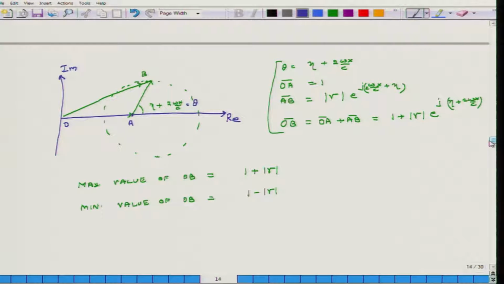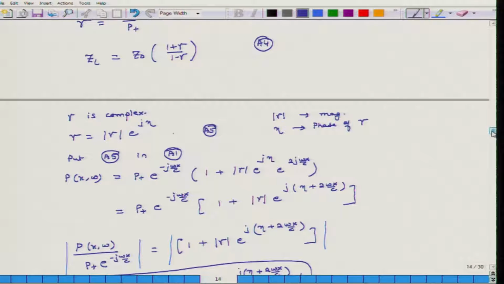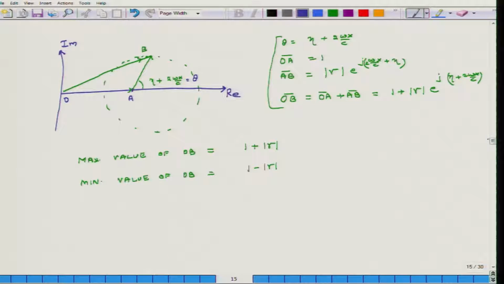So, the next thing is that with this understanding, our aim is, what is our final aim? That we have to compute ZL. Now, we said that ZL equals Z naught times 1 plus gamma divided by 1 minus gamma. So, if I know gamma, then I can find ZL, but I do not know gamma, and we have said that gamma has two components, its magnitude and its phase.